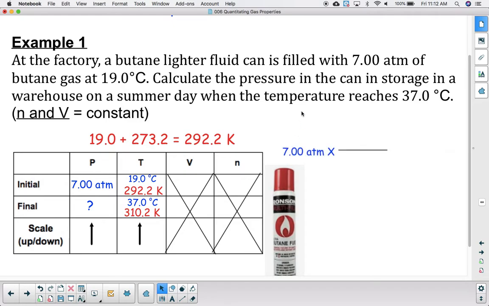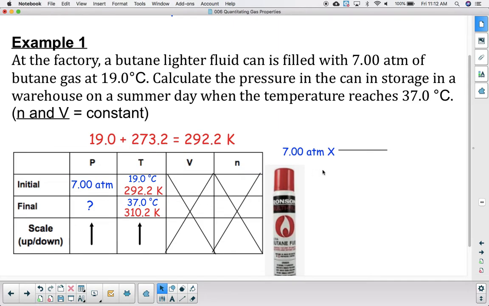To get a final answer, I'm going to start with the 7 atmospheres of pressure. I want to multiply this by a ratio that will make this number become larger because I expect the pressure to increase when the temperature goes up. My 2 temperature values are right here.